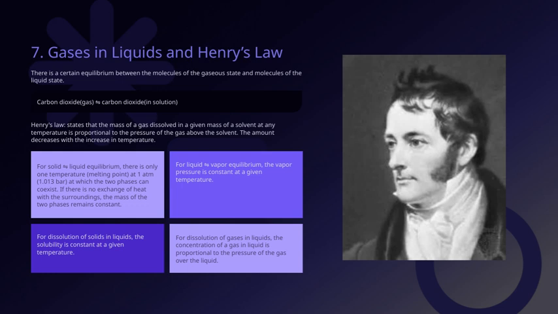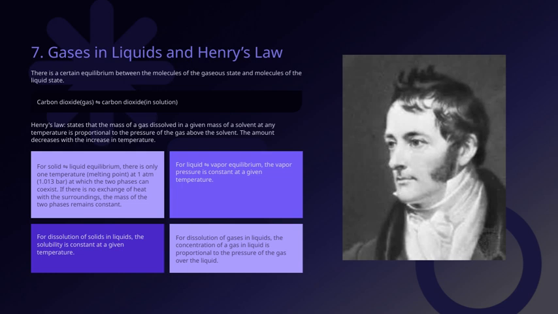So, if you increase the pressure, more gas will dissolve, and if you decrease the pressure, less dissolves. Now, when it comes to vapor and liquid equilibrium, the vapor pressure stays constant at a given temperature. This means that at a specific temperature, the rate of molecules leaving the liquid equals the rate returning, so the vapor pressure doesn't change. Similarly, for solids dissolving in liquids, the solubility remains constant at a specific temperature.